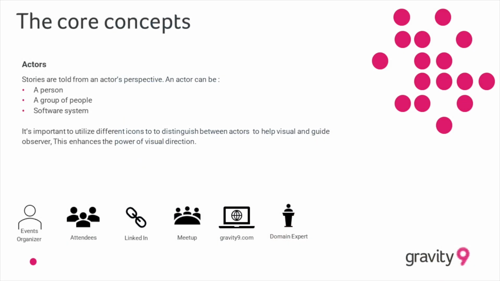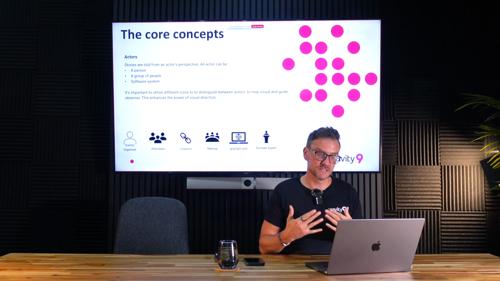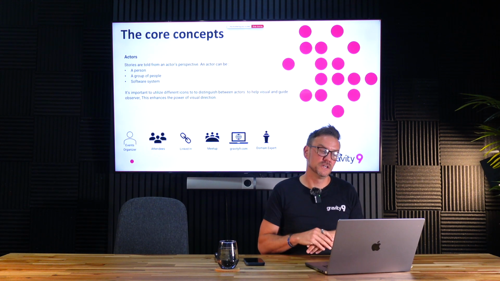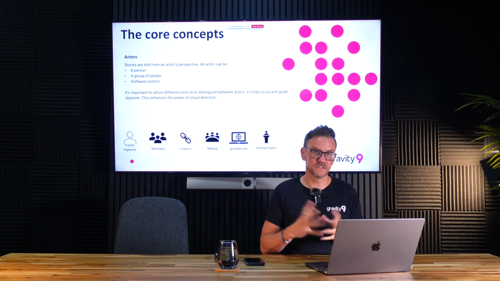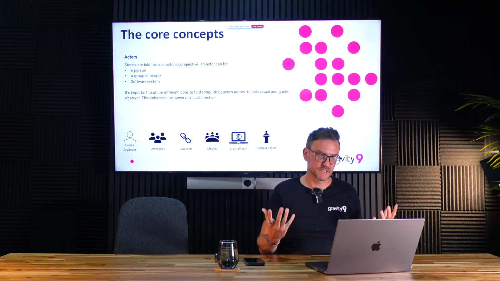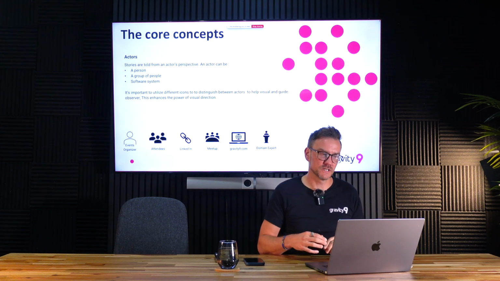So here we've got the first concept. There are three core concepts with domain storytelling. The first is an actor. Every story is retold from an actor's perspective. We start every story, or every line of a story, from an actor's perspective. An actor could be anything from an individual person to a group of people to a system. We've called out a couple here: LinkedIn, Meetup, our website gravity9.com, and a domain expert. So it's either one person, a group of people, or a product or a system that's working with some responsibility.